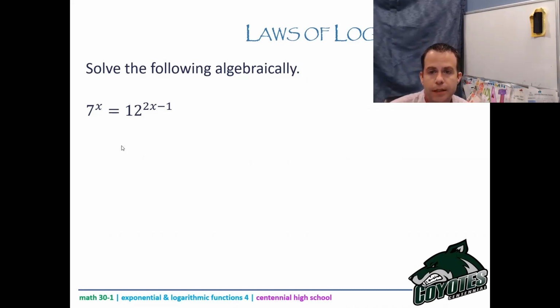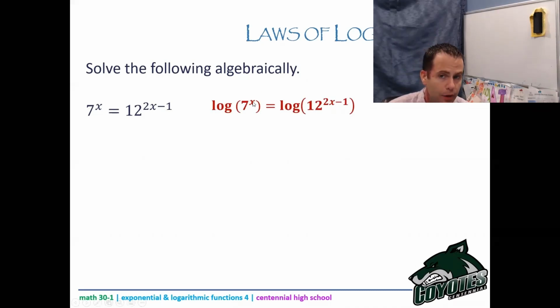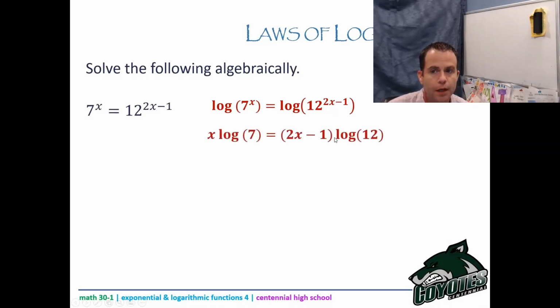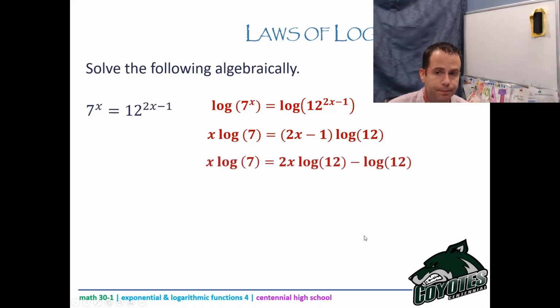So what I did was I took the log of both sides. I'm going to apply my power law, so this x will come to the front, the 2x minus 1 will come to the front. This is log 12. Log 12 is just a number, so I distribute it to the 2x and I distribute it to the negative 1. I need to get all my x's on one side, all my non-x's on the other side.